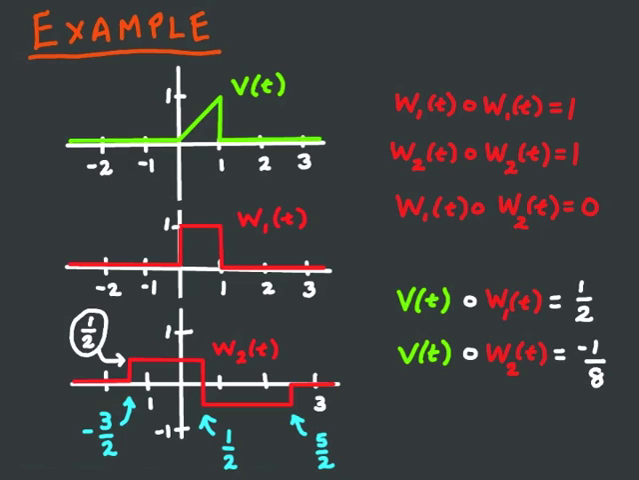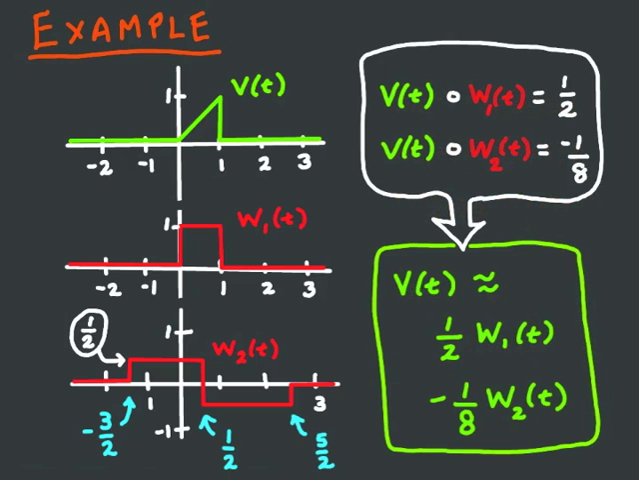Now to find our approximation of v of t in terms of this basis set, we'll take the circle product of v of t with w1 and v of t with w2 in order to find the components of v of t in the direction of w1 and w2. Those components are, in the direction of w1, 1/2, and in the direction of w2, minus 1/8. Now that we have those components, we can find our approximation. And so v of t is approximately 1/2 w1 of t minus 1/8 w2 of t.